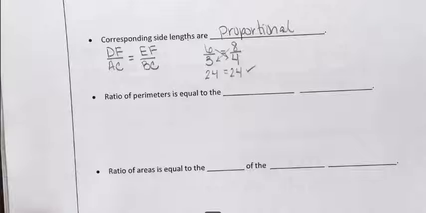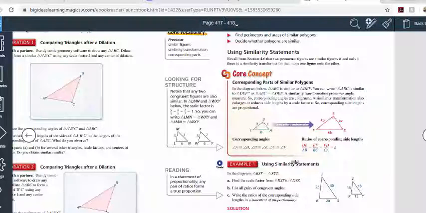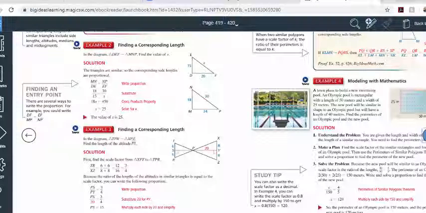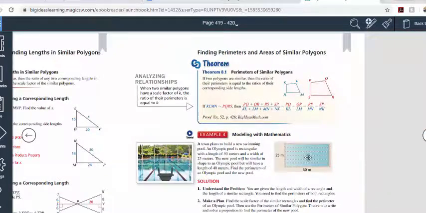Let's see. So a couple more things here have to do with the perimeters and the ratios of the areas. Okay, so let's look at that real quick here. We'll do some of these problems.